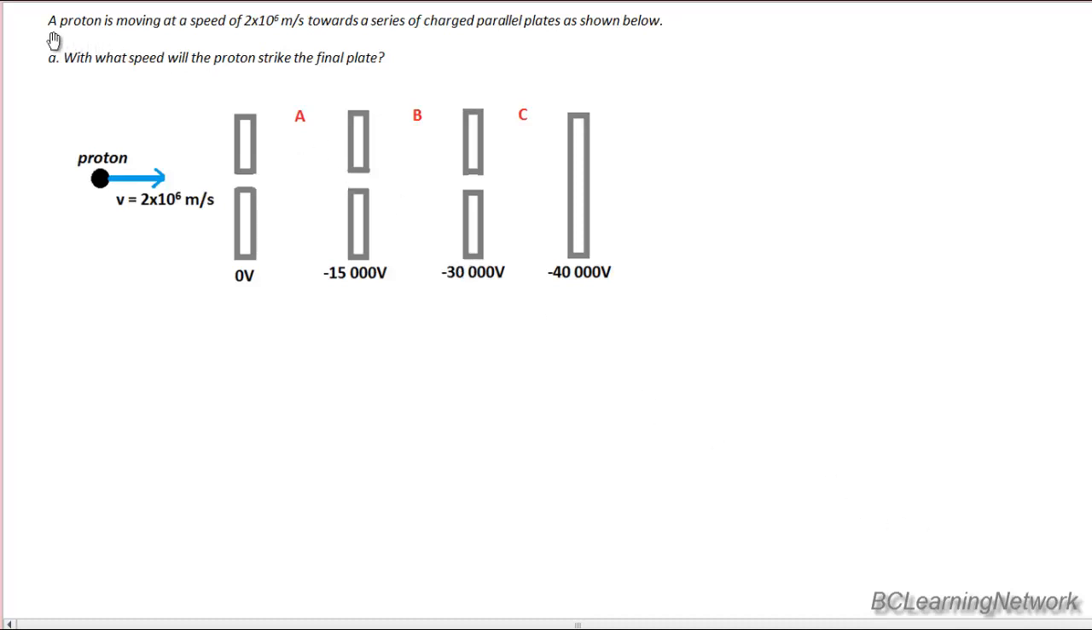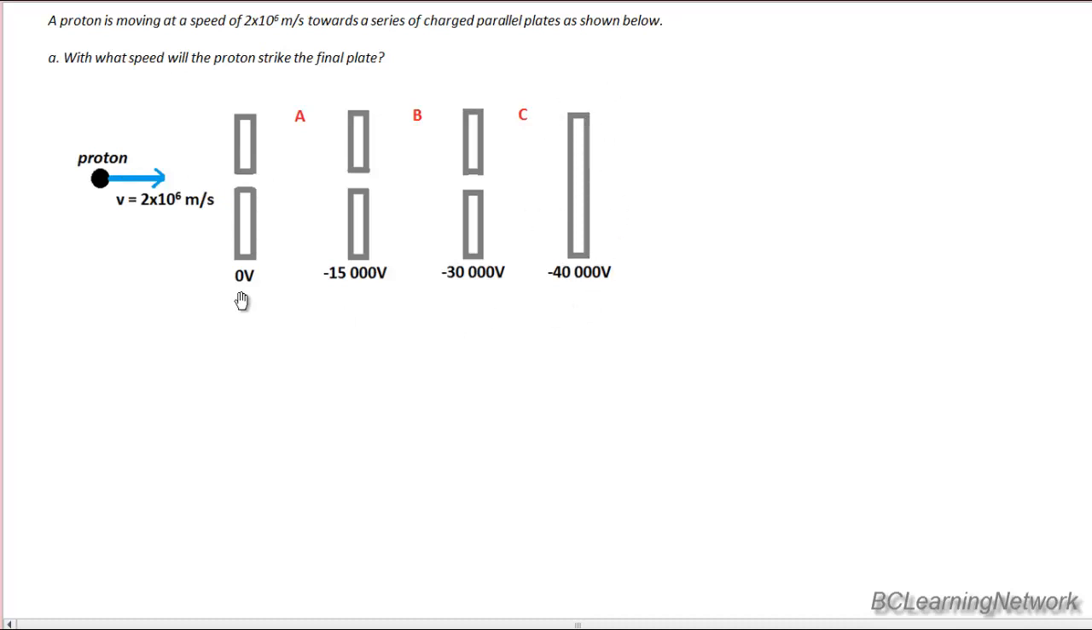Okay, so in this question we have a proton moving with an initial speed of 2 times 10 to the 6 meters per second, and it's moving towards these series of parallel plates, and you can see the way they're drawn here. There's a tiny little hole in each of the first 3 plates to allow the proton to pass, and at the back the final plate is solid.